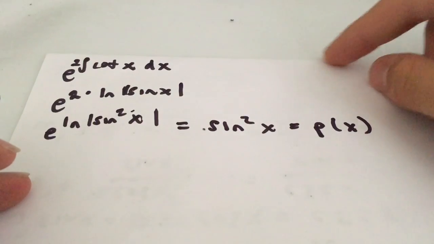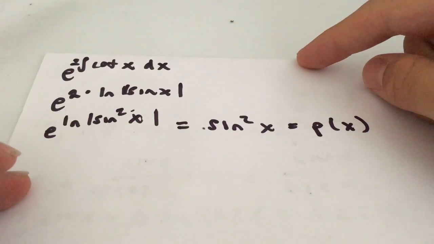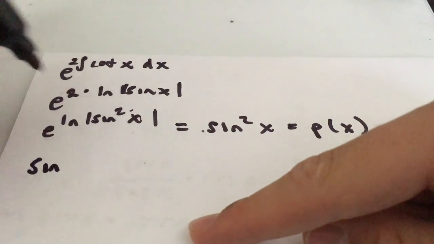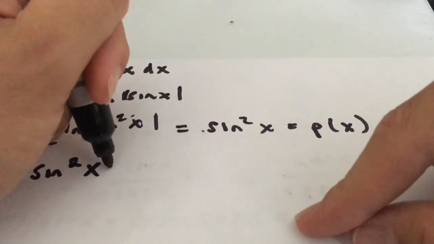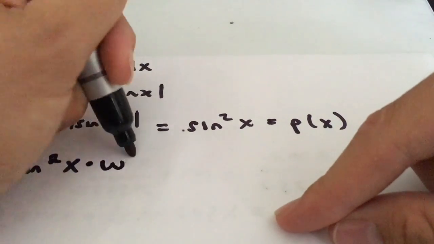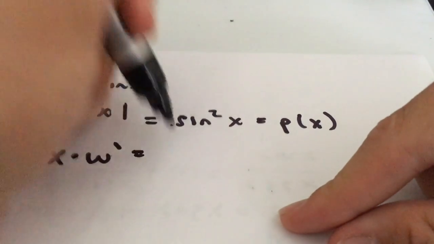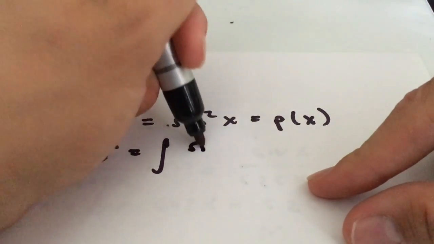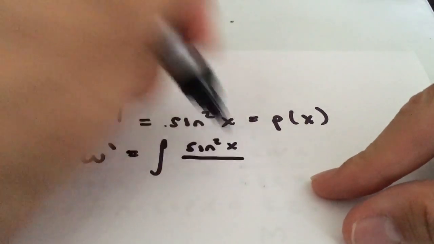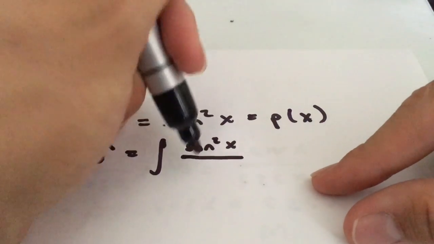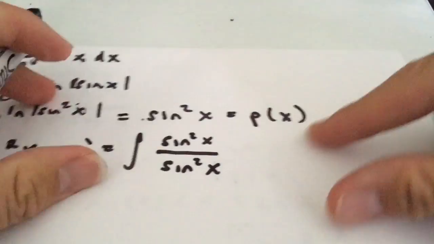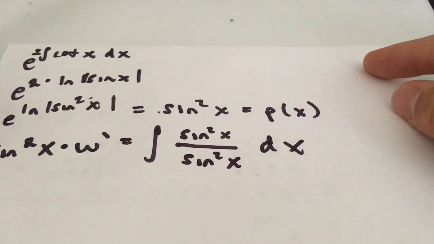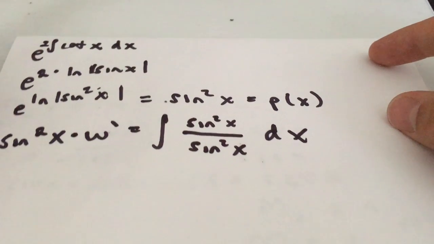Now I hope you all know how to use the integrating factor. So from here, it will be sine squared x times w prime equals an integration of p of x and q of x. And our p of x is sine squared of x, and our q of x is 1 all over sine squared of x, which leaves us with sine squared of x all over sine squared of x, which leaves us with 1, which is very nice for integration purposes.